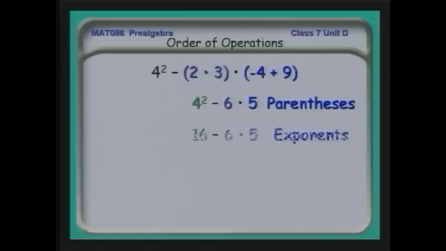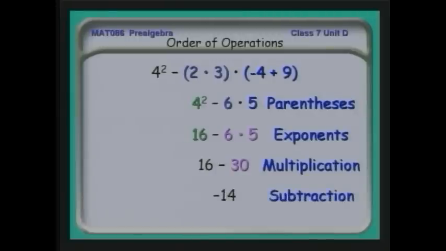The next thing I need to do is deal with powers or exponents. 4 squared is 16. Next I deal with multiplication. 6 times 5 is 30. And finally I deal with addition or subtraction and am left with a value of 14 for that expression. This is just by way of review.